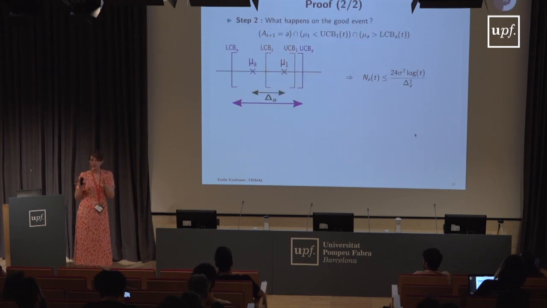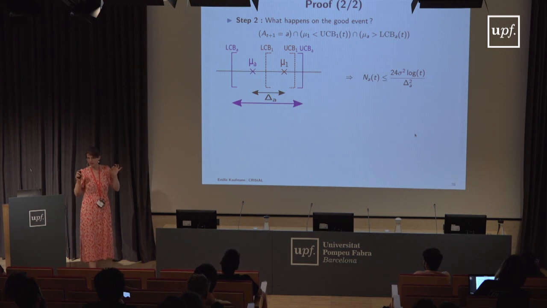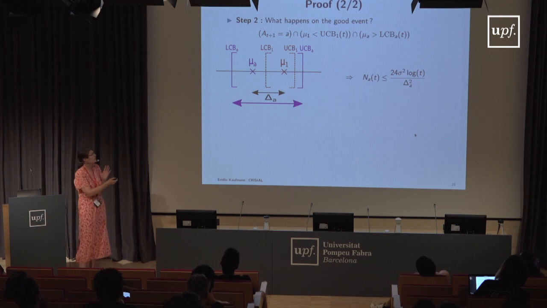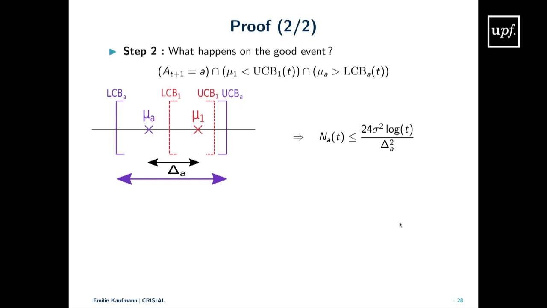And so to understand why UCB works, you have to understand this argument. What happens on the good event? On the good event, you know that mu 1 is smaller than its UCB in red. Mu A, which is the suboptimal arm we want to control the number of pulls of in this proof, is upper bounded by its lower confidence bound. And you are looking at what happens when the algorithm selects arm A. So we know that mu A is larger than its LCB. We also know that mu 1 is larger than mu A, because 1 is my notation for the optimal arm.